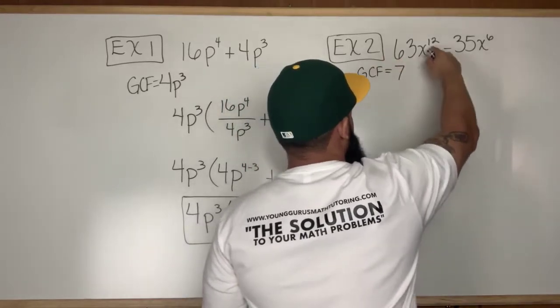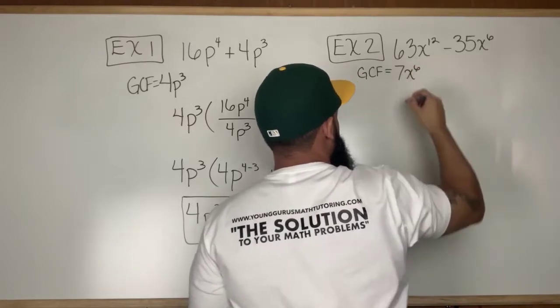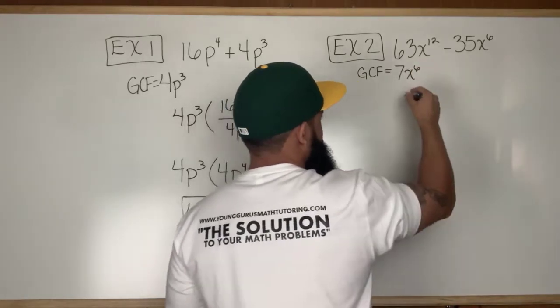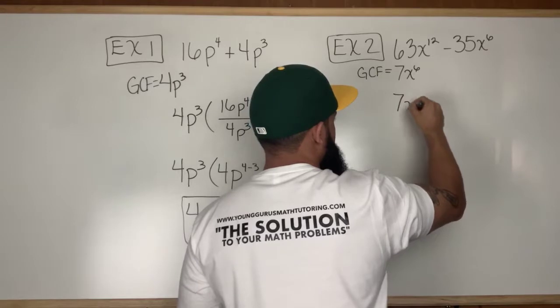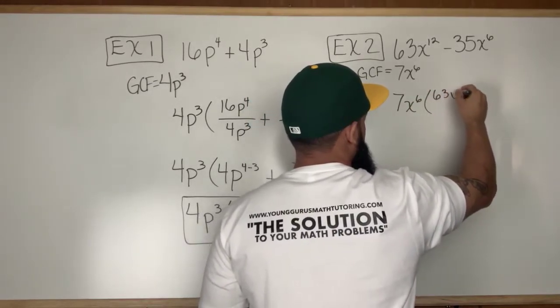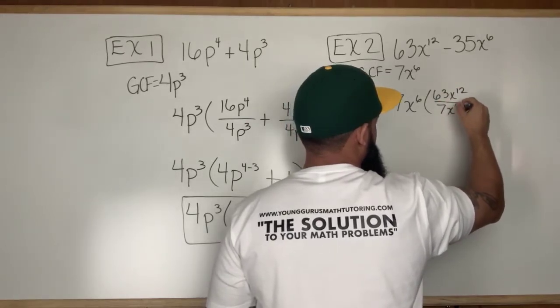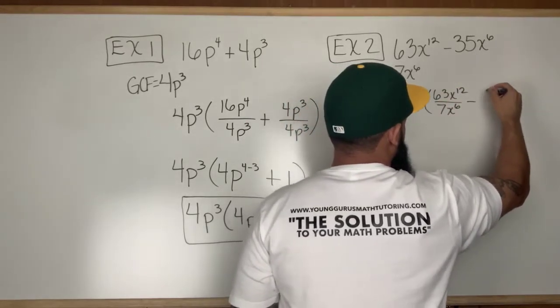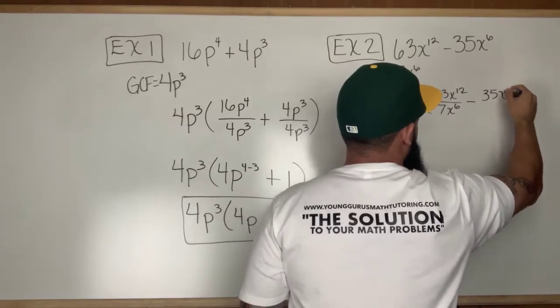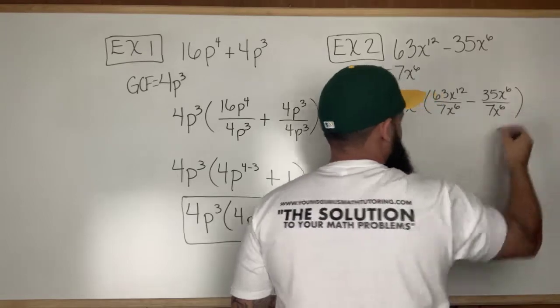And then once again, I have 12 x's here, but only 6 x's there. So they only have 6 in common. So the GCF is 7x to the 6th power. So I'm going to write that. And then parentheses, remember 63x to the 12th power, I'm going to divide that by 7x to the 6th, and then minus 35x to the 6th power divided by 7x to the 6th power.